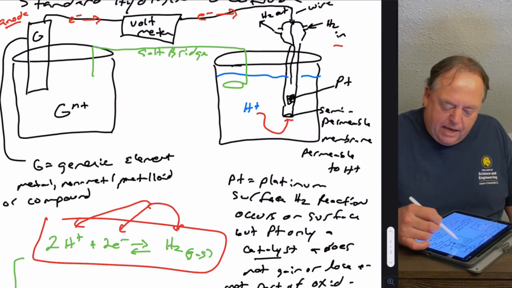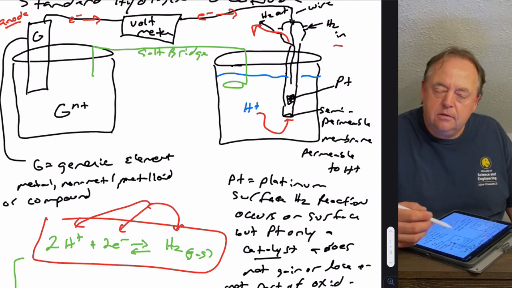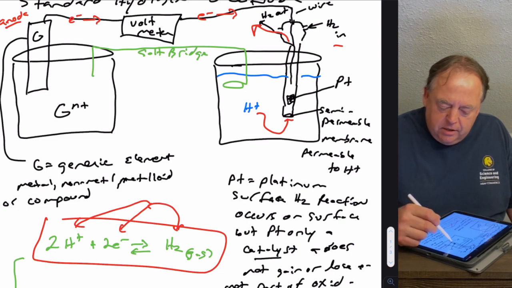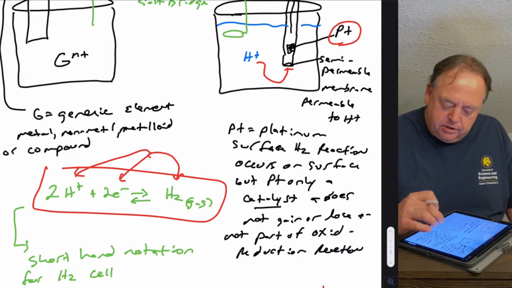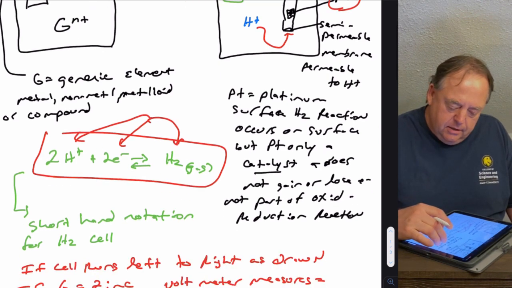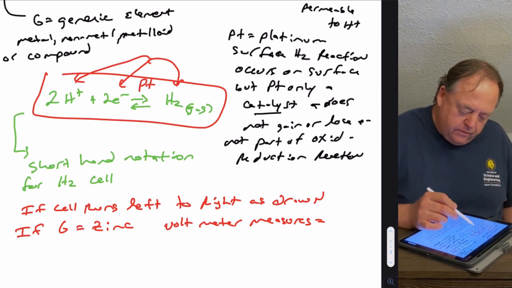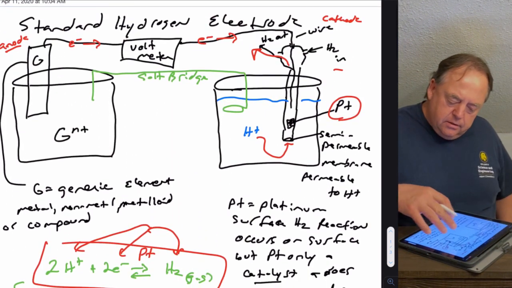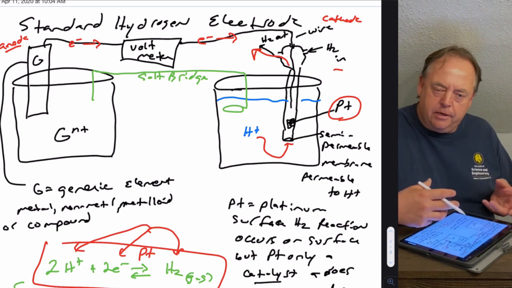And of course you have to have a way for H2 to get out of the flask, otherwise pressure in the container would build up. But the point is that platinum is just a surface for the reaction to occur on. It does not participate in gaining or losing electrons, so it's not part of the oxidation reduction reaction. So 2H+ plus 2 electrons, with platinum rewritten on top of the arrow because it's a catalyst, makes H2 gas. That's what a hydrogen electrode looks like, and this is important because it's the standard that everything else is compared against.